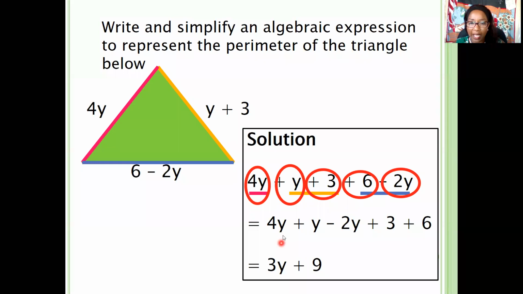So we have our 4y plus y minus 2y. Then we have plus 3 plus 6. Our final answer, 4y plus y is 5y, and 5y take away 2y, 3y. Finally, 3 plus 6 is equal to 9. So our final answer is 3y plus 9.